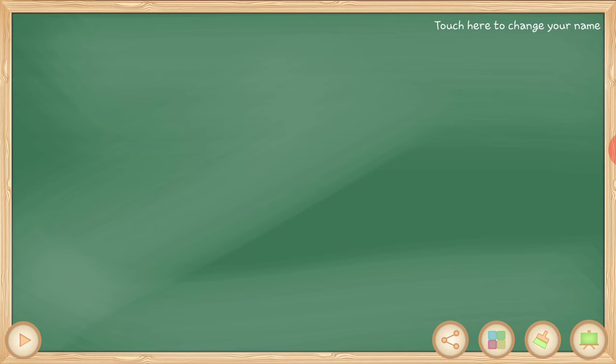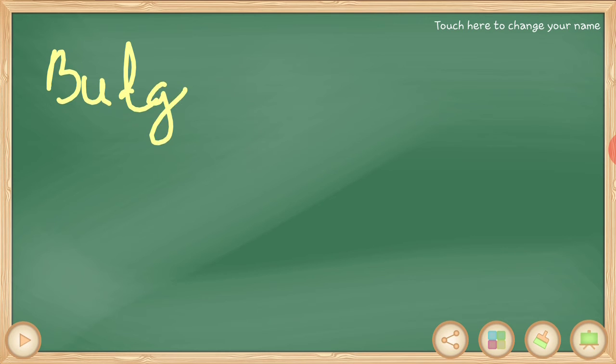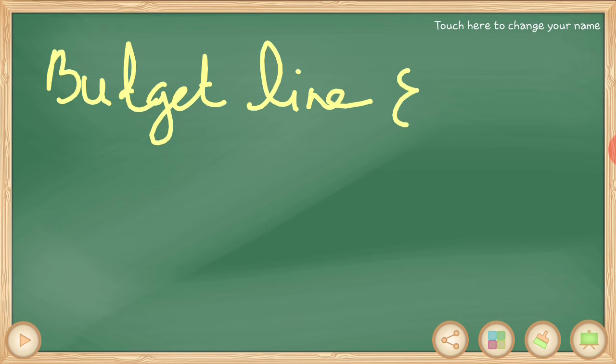And come to the next very important topic. What is that? That is about budget line and budget set. One is budget line and another one is budget set. So what do you mean by budget line and what do you mean by budget set? Budget line is nothing but a locus of different combinations of the two goods which the consumer consumes and whose cost exactly equals his income.